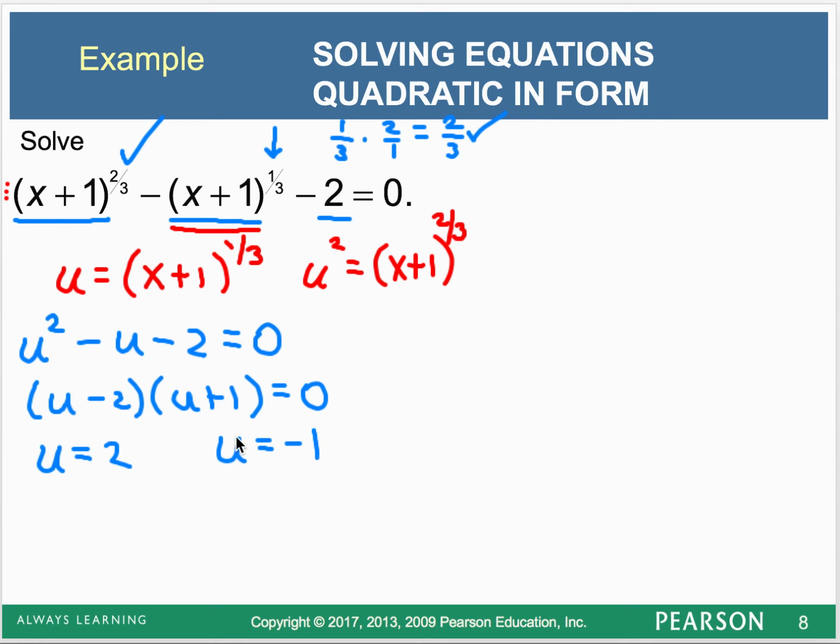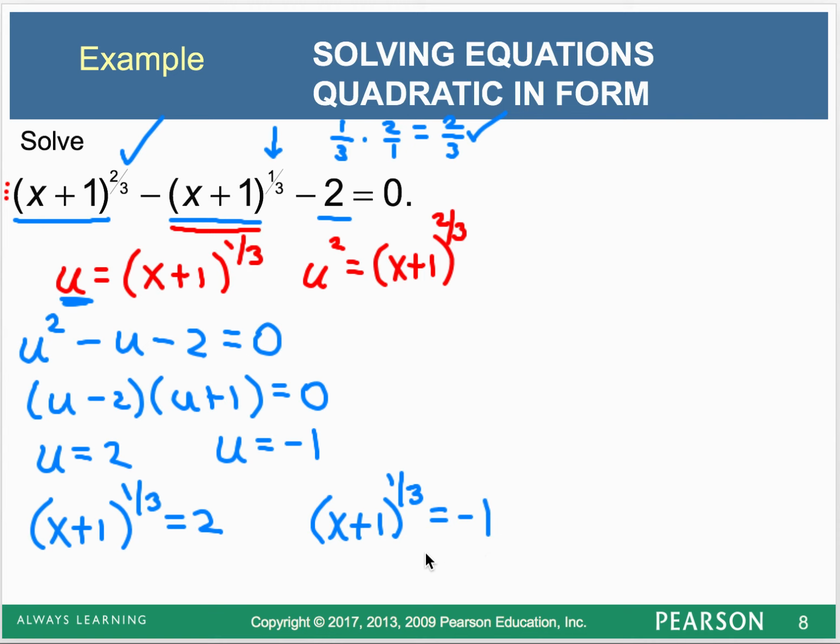Don't forget, though, our problem doesn't have u in it. If someone gave you this problem to solve in your job and you went back and said, oh, u is 2, they'd be like, what? So I have to remember to substitute back in. Instead of u here, write x plus 1 to the 1/3 is 2, and x plus 1 to the 1/3 is -1 for my other solution. Now I have to solve these for x.